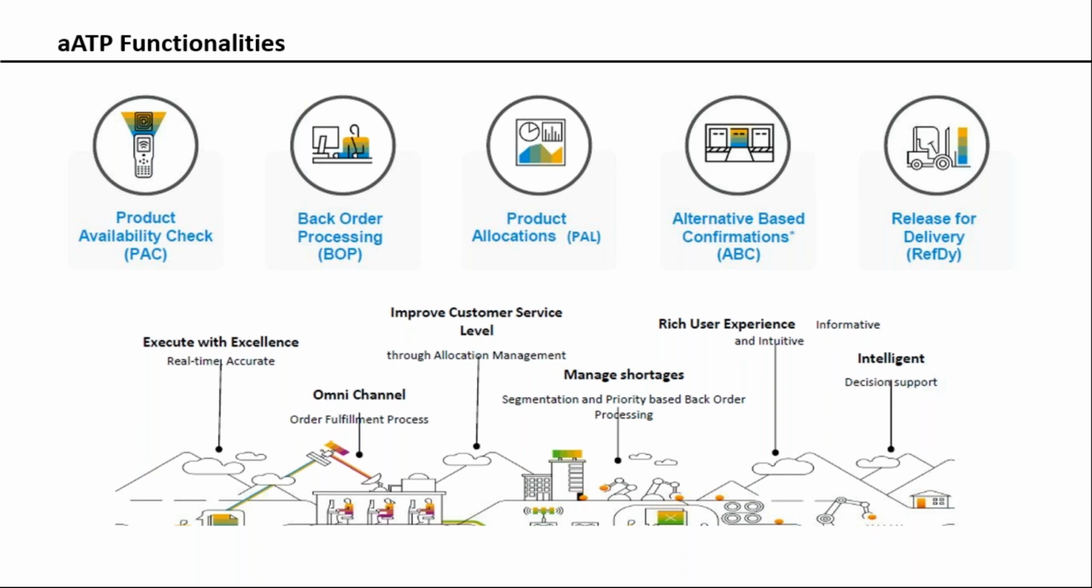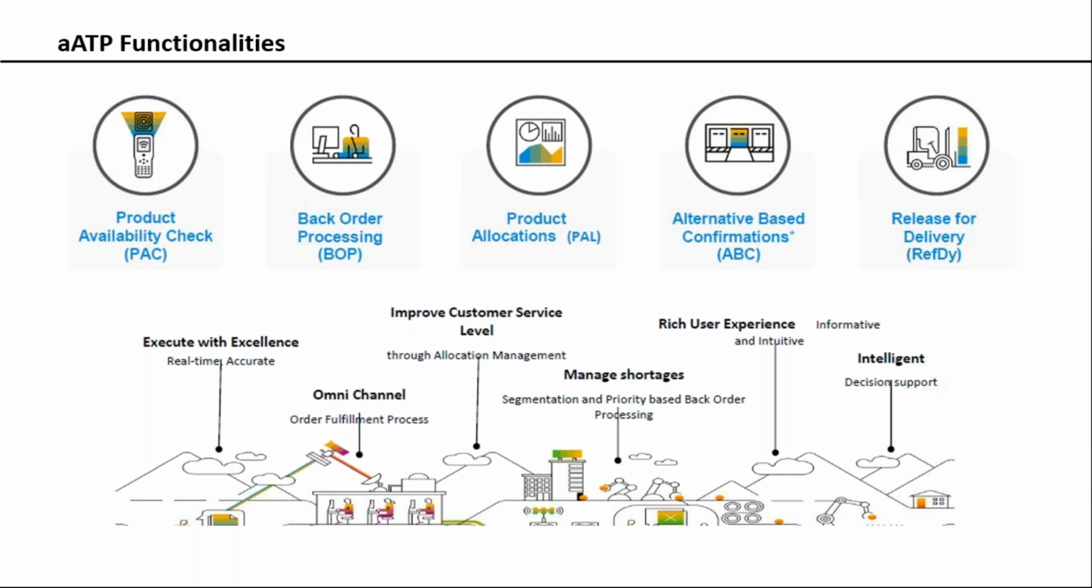The similar functionality in APO GATP is rule based ATP. The rule-based ATP can be used for product, location, and characteristics substitution as well. Here the ABC, the alternative-based confirmation, can also be used for product and location substitutions. And the release for delivery is similar to interactive BOP in APO GATP.